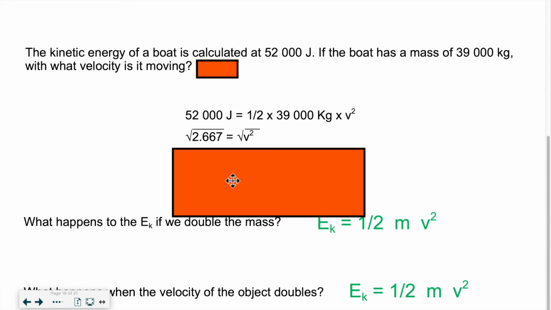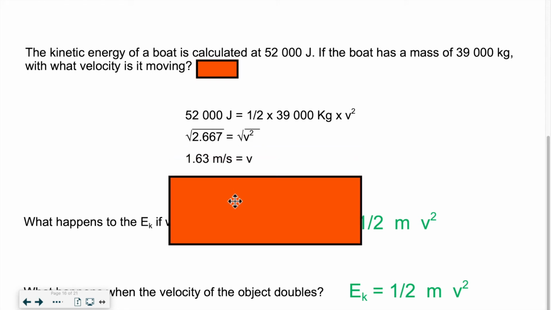Okay, so it's important when you're solving for the speed, because the speed is squared, you don't want to find v squared, you want to find v, just velocity, just speed. So you have to square root both sides to get your final answer. And your final answer is 1.63 meters per second.